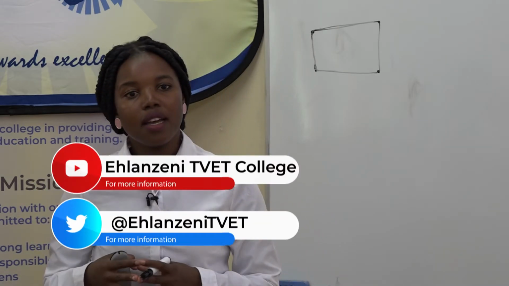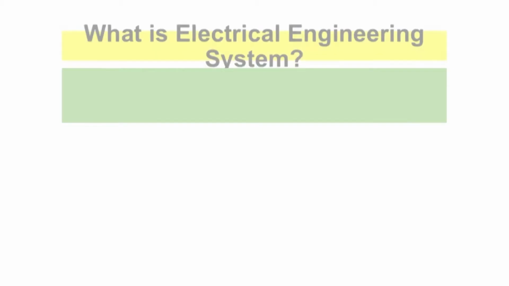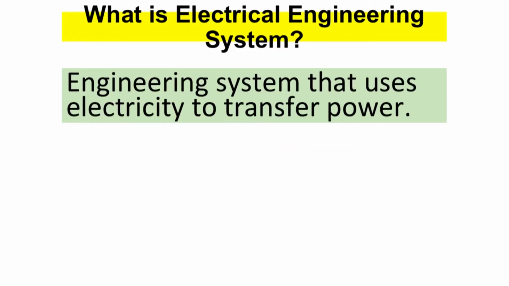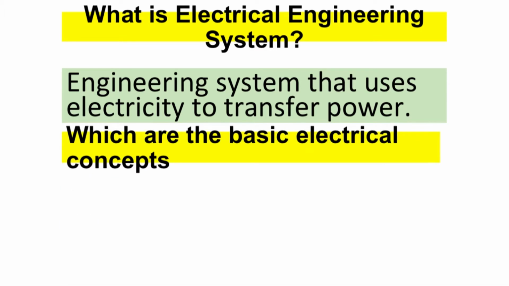If you check on engineering systems, we have a variety of them, and we're still going to look at each and every one. But for today's lesson, we'll look at electrical engineering systems. Firstly, we need to understand what we mean by an electrical engineering system. We say an electrical engineering system is a system that uses electricity to transfer power. Then we have the basic components that make up the electrical engineering system.